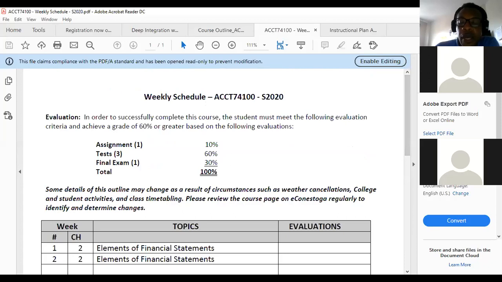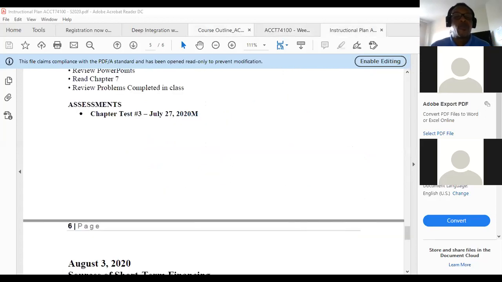All right, so I also have an instructional plan that gives more detail. All these things are already posted for you guys. You can always download them and make sure to put them in your file.